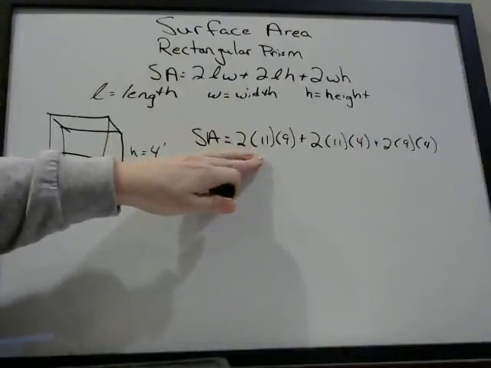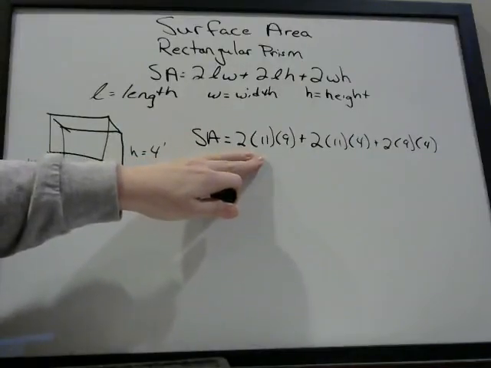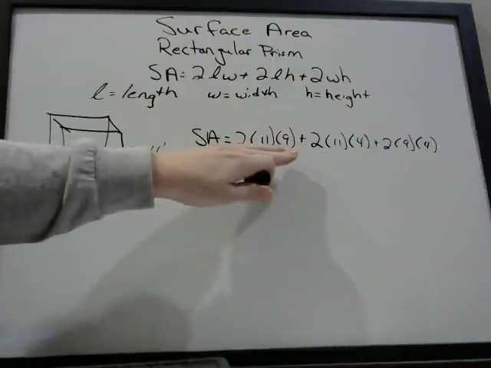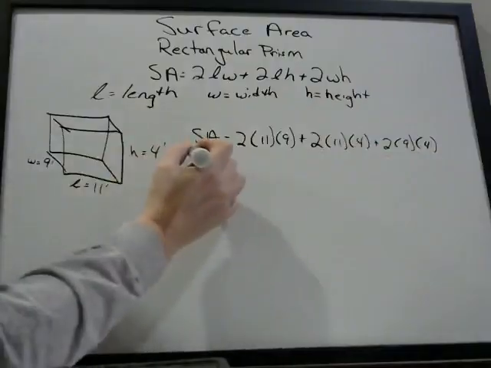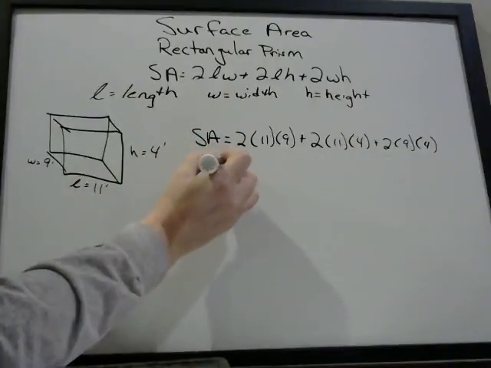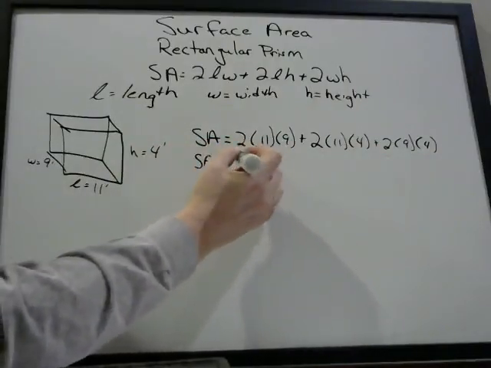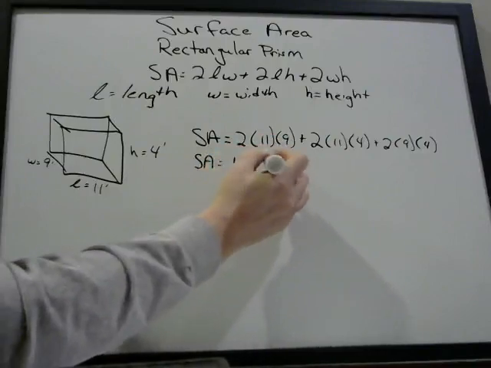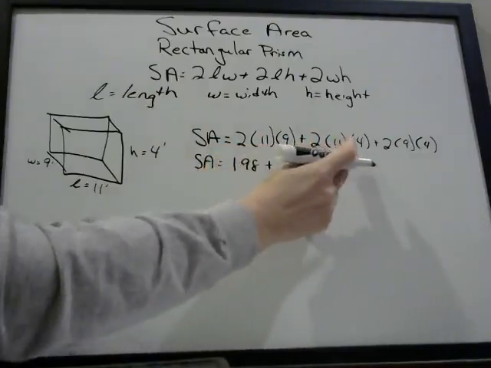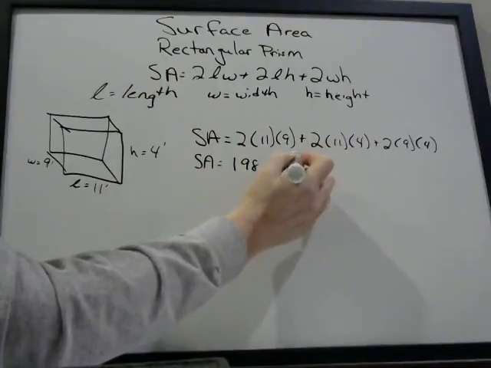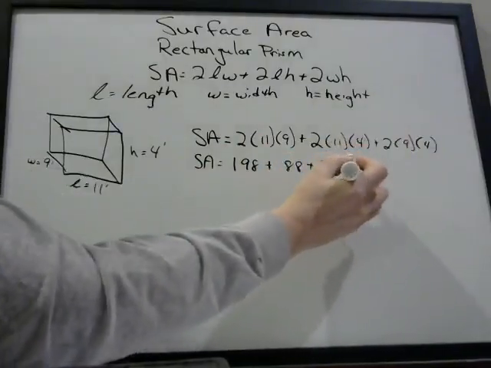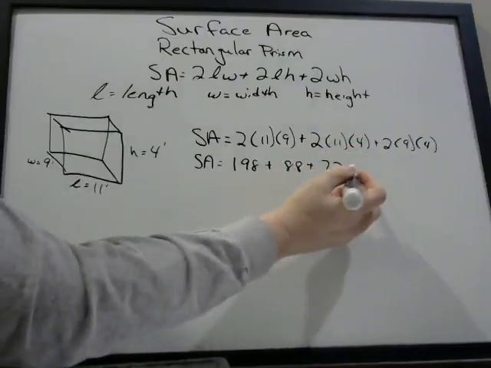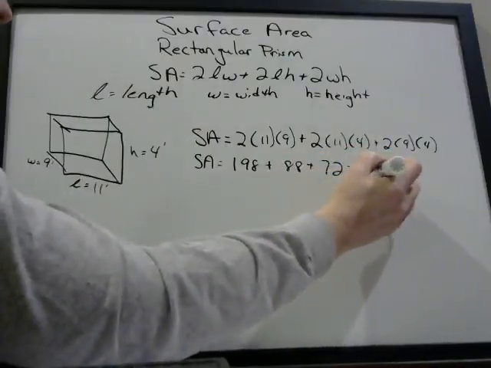Here you need to know the order of operations, so if you don't know that, you need to watch that video. You need to know that we're going to do each of these multiplications first before we add them together. So 2 times 11 times 9 is 198. 2 times 11 times 4 is 88. 2 times 9 times 4 is 72. You add all of those together, you're going to get 358.